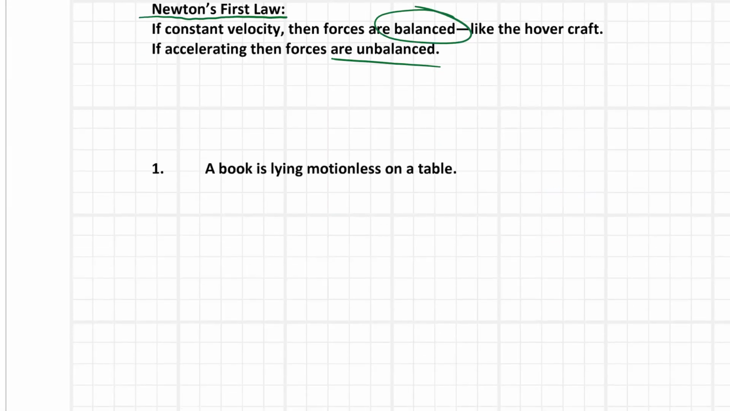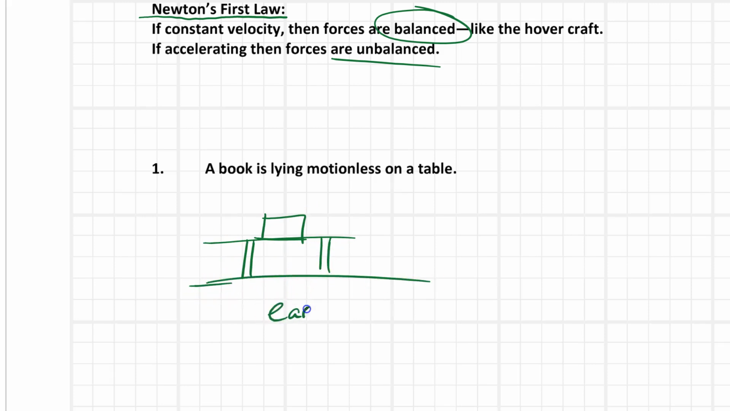It says a book is lying motionless on a table. The classic book on a table here. I'm just going to keep on drawing things. So here's the earth, here's the table. I'll give the table a little bit of depth here. And this is the book over here. So, here's air in the room. We can have lots of things.